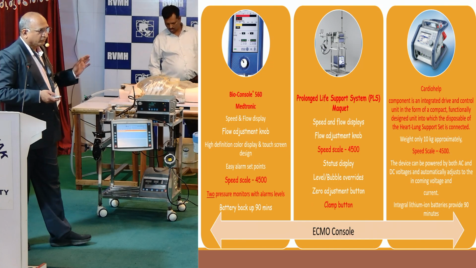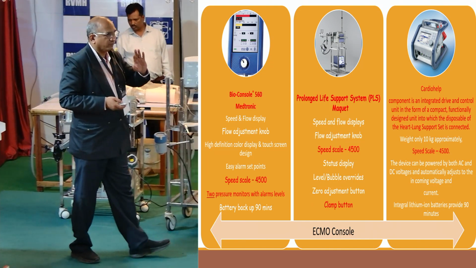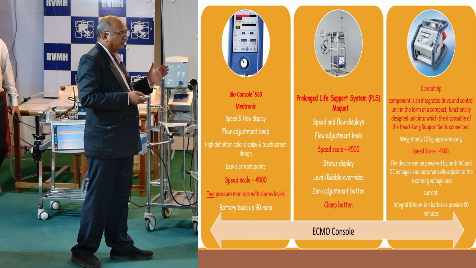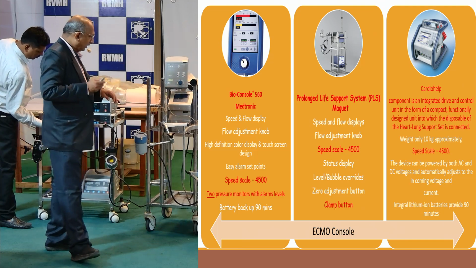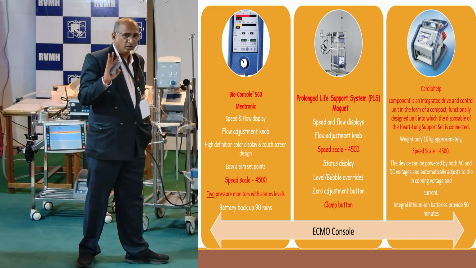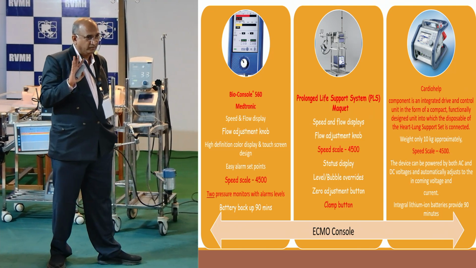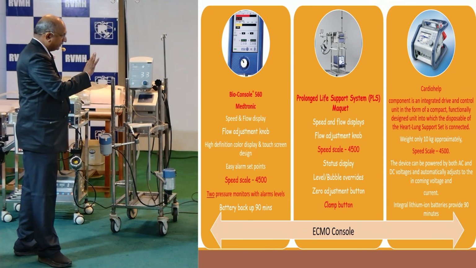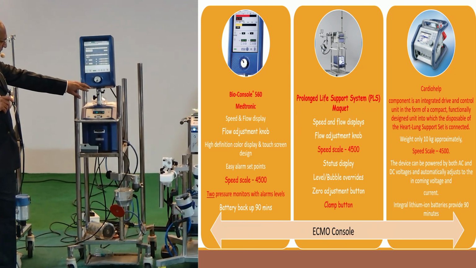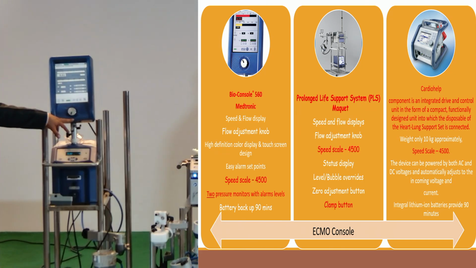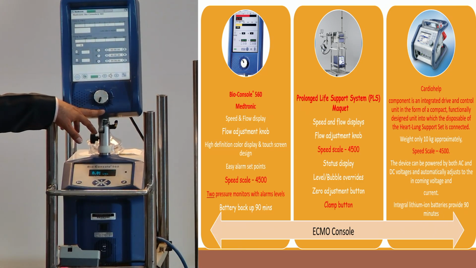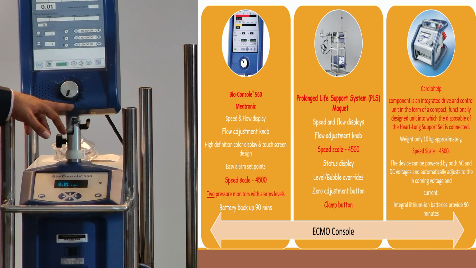Okay. So these are the features of different consoles. They have their own advantages and disadvantages. How much flow and how much RPM they have, how much flow they can support. Most of the machines can support almost 8 to 10 liters of flow. And the RPM is different. The maximum RPM you can do in case of Medtronic is 4,500. Why? Because with that 4,500, you will be able to achieve 10 liters of flow.